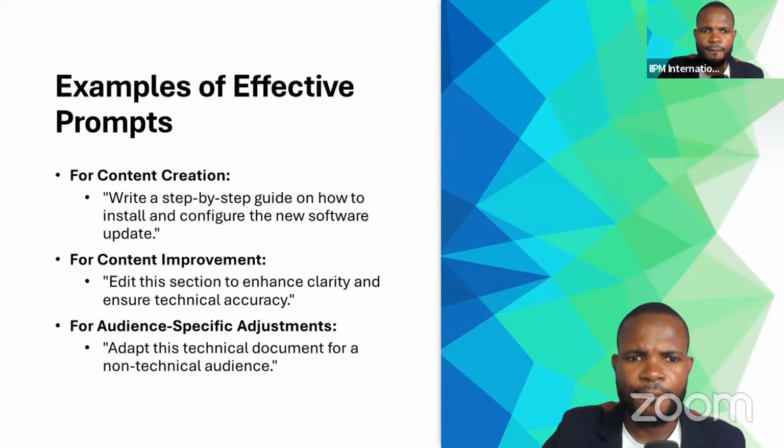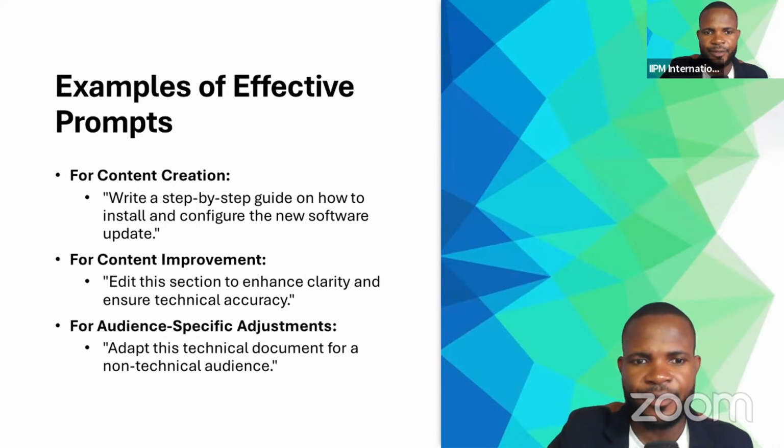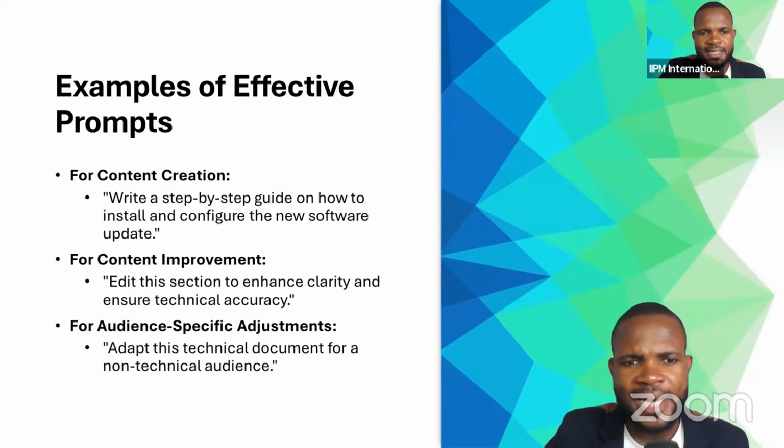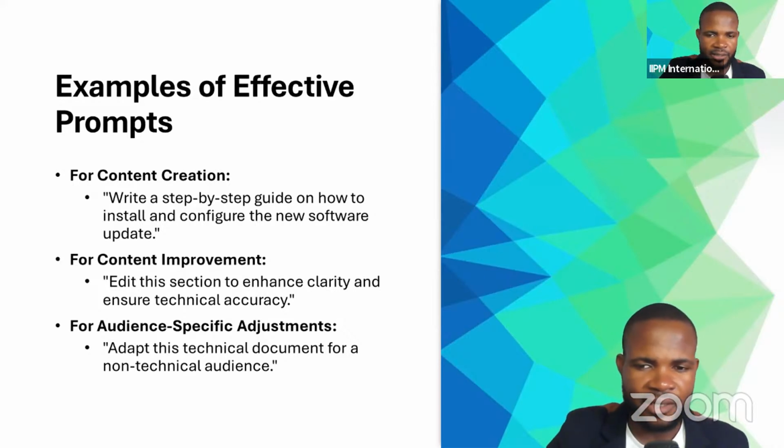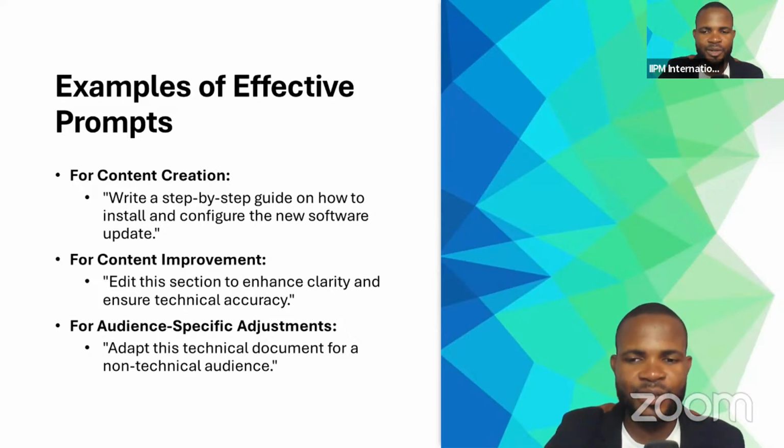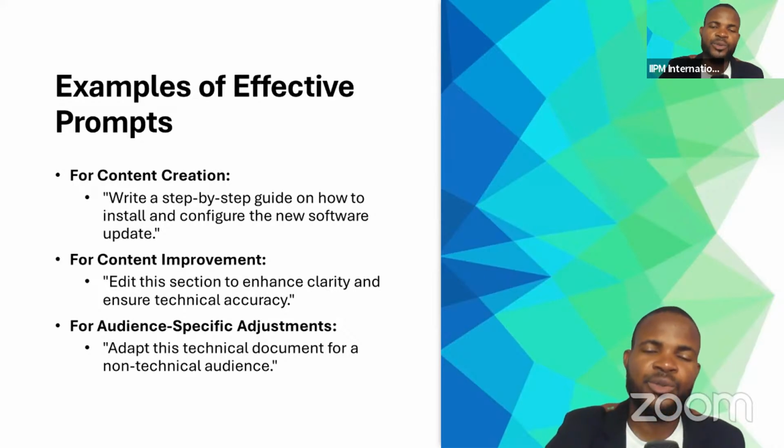All right. Now, examples of effective prompts. Example for content development. Look at this prompt: Write a step-by-step guide on how to install and configure the new software update. You have to provide the background of what the software is all about, and then it's going to give you information. For content improvement: edit this section to enhance clarity and ensure technical accuracy. Now, this is on the premise that you have content already, and you're going to give it the content.